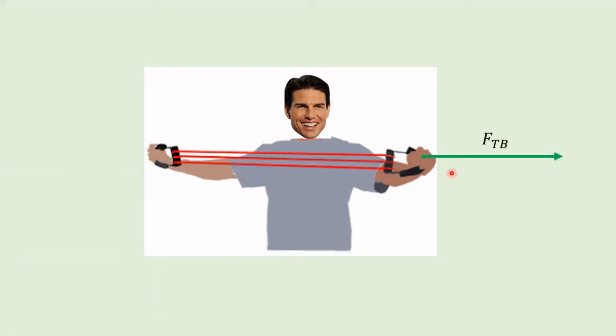So we all know from experience that in order to stretch this elastic band, you would have to pull outward. So here is the force of Tom on the band, the elastic band. That's Tom pulling on the band. And why does he have to pull outward on the elastic band? Of course, it's because the band pulls the opposite direction on his hand. And you can feel that when you stretch it.